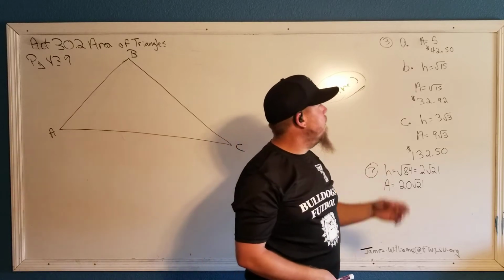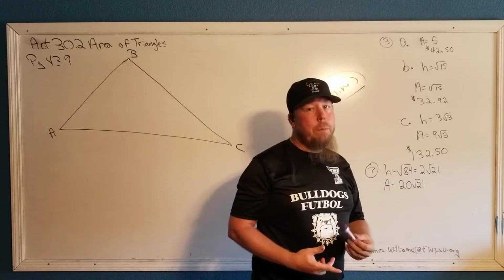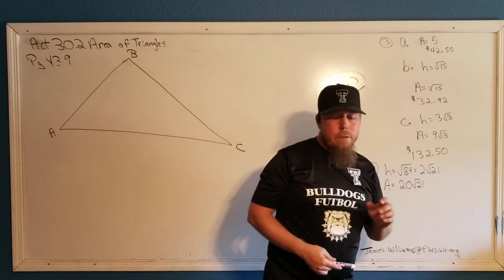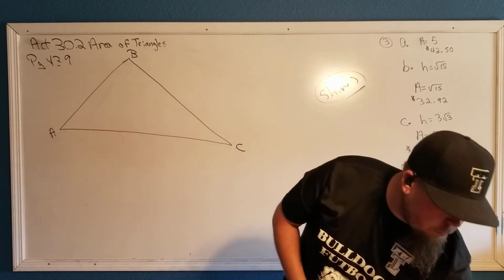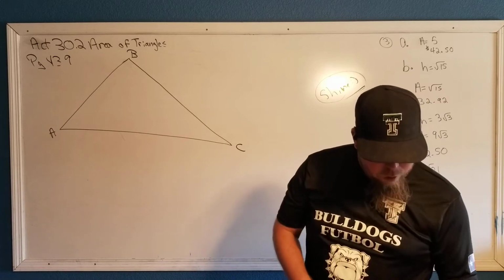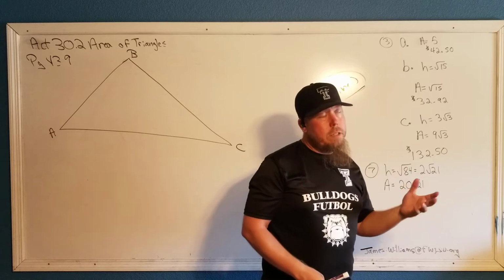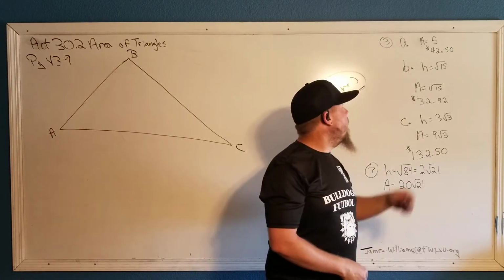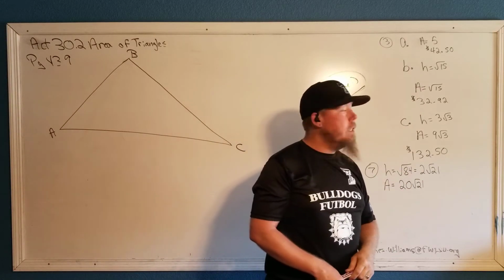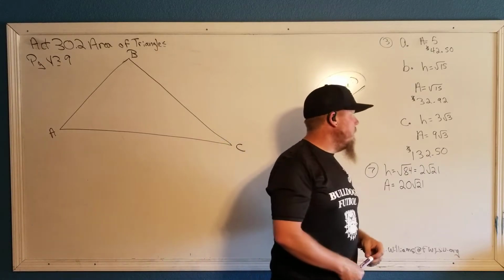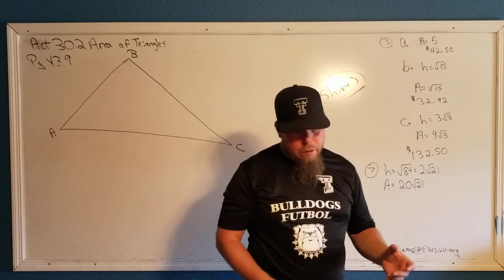And then the cost there would be $42.50 because we're doing $8.50 per square foot, just like from the last section. B has a height of the square root of 15, because we're doing 4 squared minus 1 squared. When you work out the area, you get square root of 15, and so the cost was $32.92.